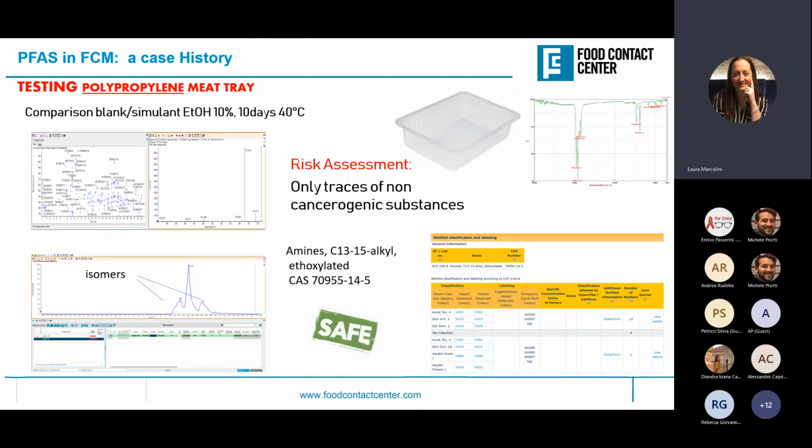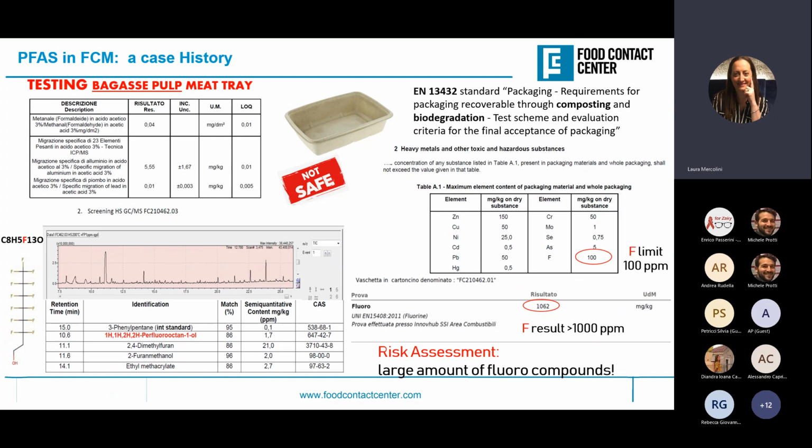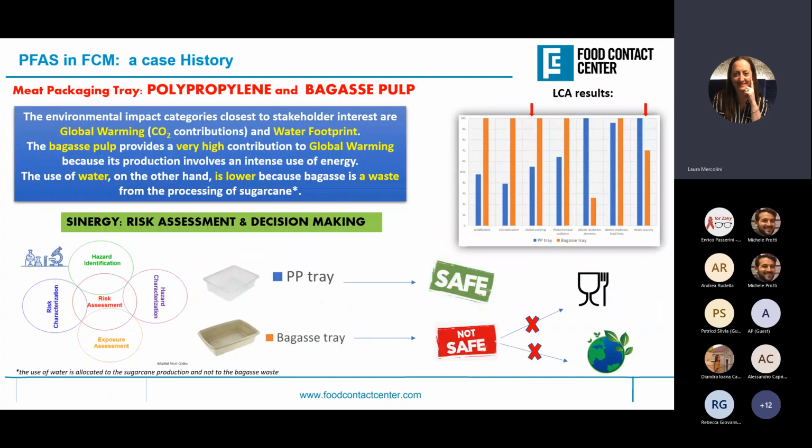And comparing the safety, this is the risk assessment on the polypropylene. The item is safe, no problems. And for the bagasse pulp, we found some heavy metals, but also we found some PFAS in GC-MS screening. And as I said before, this tray carried the compostability mark, but that is not possible because, considering the limit, we have a very, very large amount of total fluorine, so a large amount of fluorocompounds.